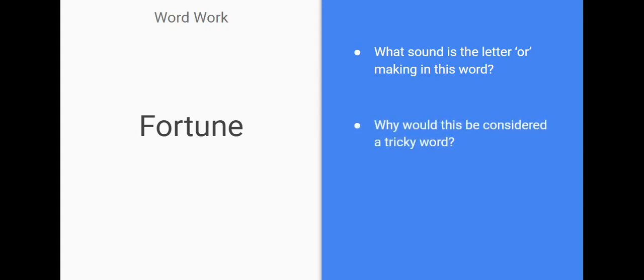Let's go through our word work, and our word work for today is the word fortune. What sound are the letters O and R making in this word, fortune? Fortune. Yeah, it's making the or sound. Why would this word be considered a tricky word? Remember, tricky words don't follow the rules, and I think one key one is that T is kind of making a ch sound. Fortune. That's definitely a tricky word. T's don't make ch.